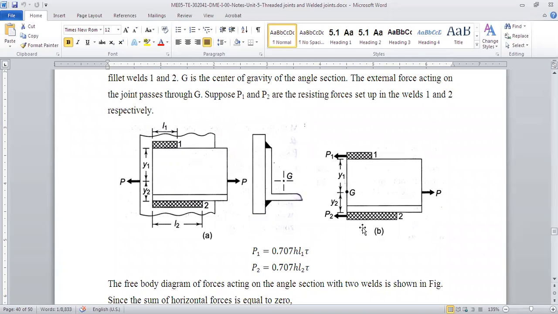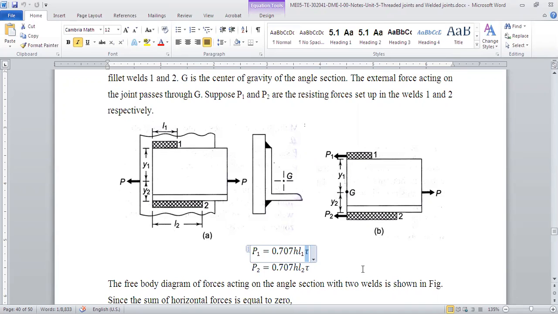Now we know one thing, from the formula of the fillet joint, the parallel fillet joint: what is the P1 load in area 1? It is 0.707 H L1 tau, right? You agree with that, right? Since this stress developed, this shear is tau, length is L1, and H is the thickness of the weld, then the load in area 1 is 0.707 H L1 tau, right? Agree? Similarly, load in area 2 will be 0.707 H L2 tau.